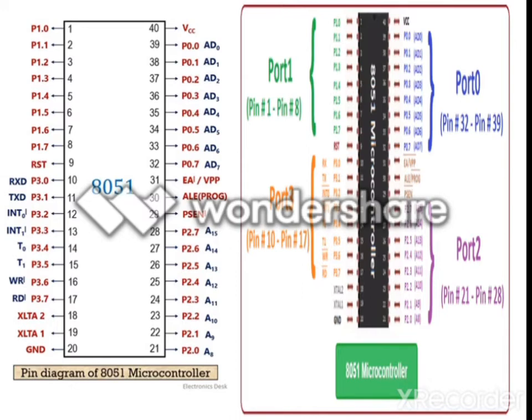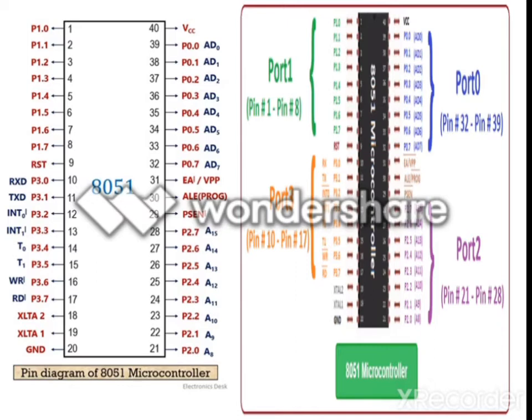Then after that, pin numbers 10 to 17 are used for port 3 and its alternate functions. Alternate function means receive data, transmit data, etc. Here pin number 10 is used for P3.0, then P3.1, 3.2, 3.3, 3.4, 3.5, 3.6 and 3.7, and the second function is as a controlling function: RxD.